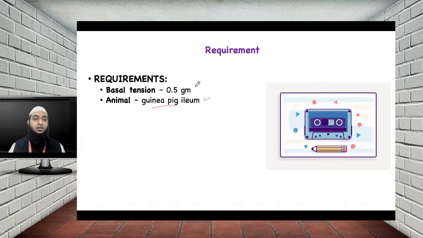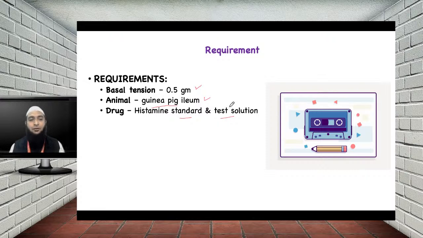Basal tension is the same as in the earlier experiment, that is 0.5 gram. Then the drug we are using is histamine. We are using both the standard and the test solution for which we need to calculate the concentration. Because in the case of the standard we know the concentration, whereas in the case of the test solution we are not aware of it, and we are going to calculate it by using the matching bioassay.